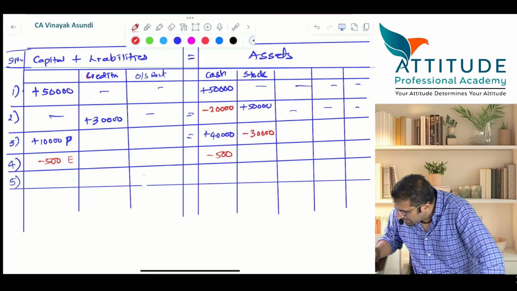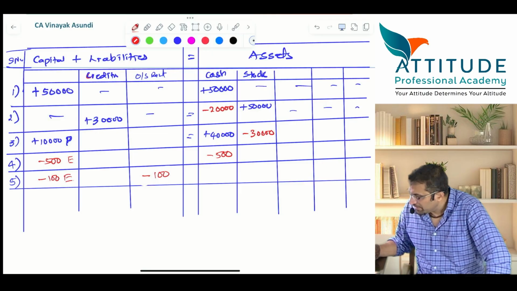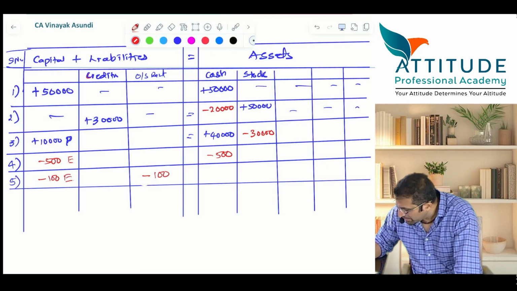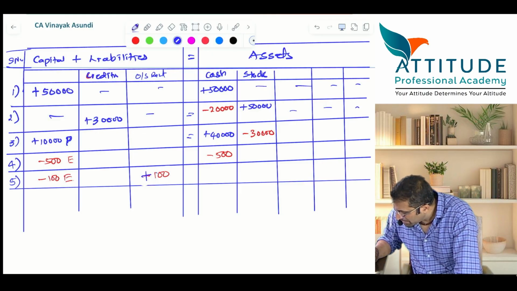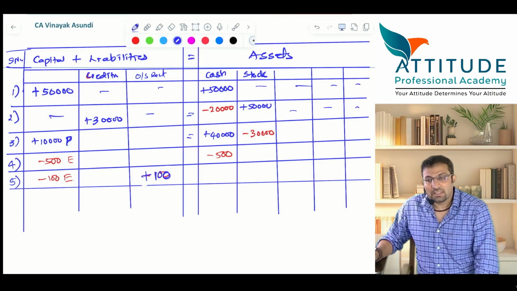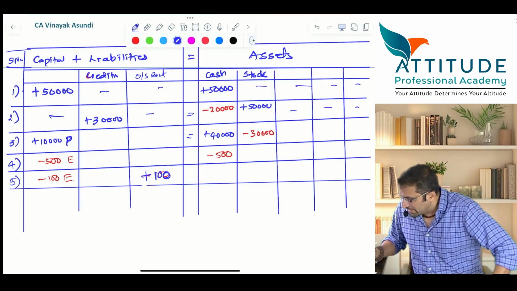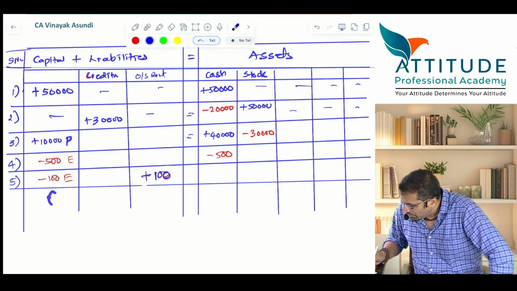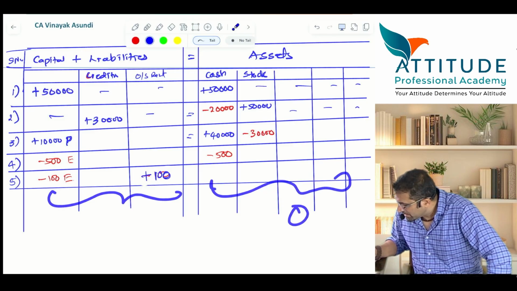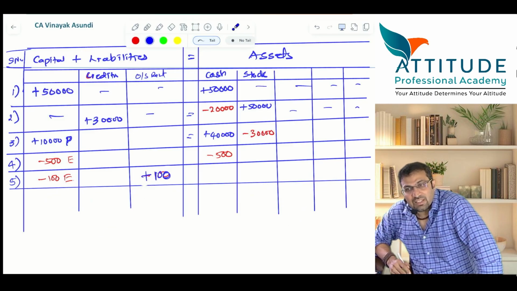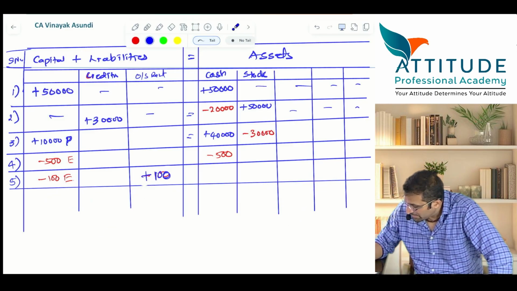चलो भाई, 100 minus 100, ये minus 100. Is that clear? Yeah, plus 100, sorry, not minus, plus. Reason liability is increasing, no? Plus 100 and minus 100. So it tallies. This side the effect is 0, correct? ये 0 है, ये भी 0 is the effect. Clear? Next item.